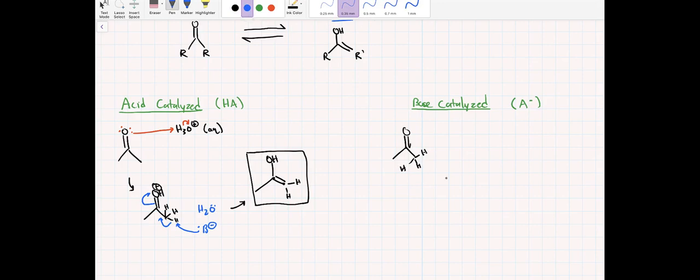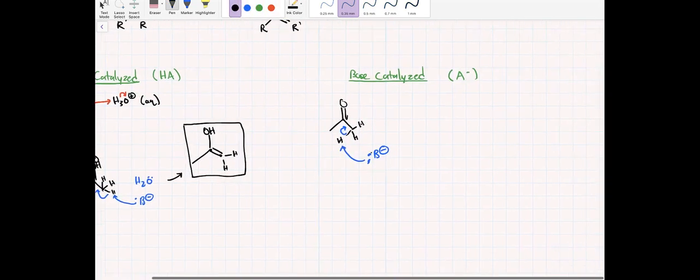So in this case, when I have a base in solution, the first thing that's going to happen, instead of protonating that oxygen, is I'm going to steal one of these hydrogens. Okay, I'm going to steal one of those hydrogens, and that bond's of course going to break and form this double bond. And what's going to happen if I do that?